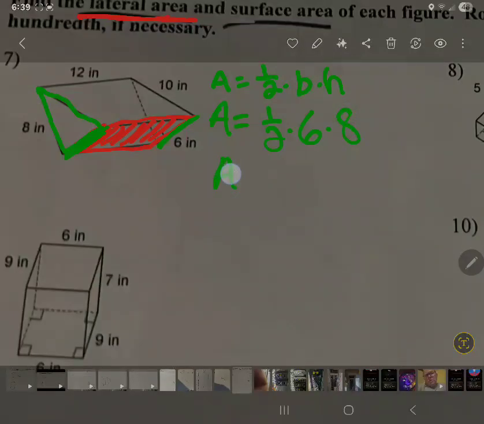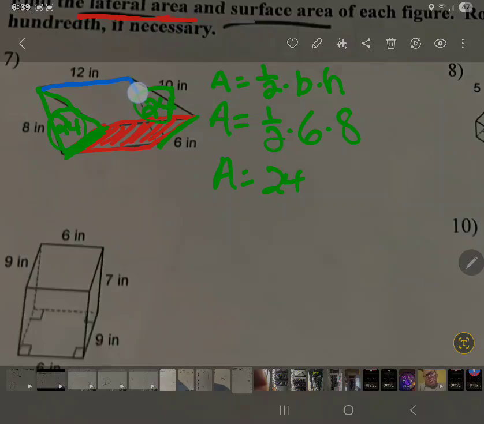Right? So if we do A equals 1/2 times 6 times 8, well, 6 times 8 is 48, and 48 times 1/2, that's just taking half of 48, is 24. So the area of this one is 24. And also this one is 24, because we're going to add this one and this one since they are exactly the same. Now what we have to do is find the area of the rectangles.